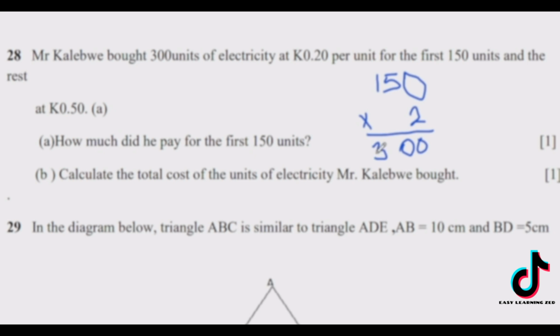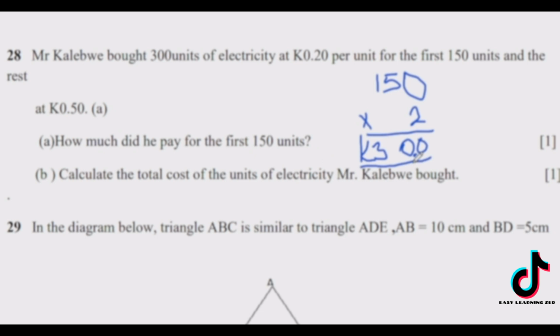Okay? Now, Mr. Kalebwe didn't buy these 150 units at 300 kwacha. Since I moved 1 point this side going to the right, that means I'll move 1 point going to the left. Then the point will come here, and the answer will be 30 kwacha. So Mr. Kalebwe paid 30 kwacha to buy those units, which is 150 units. He paid 30 kwacha.